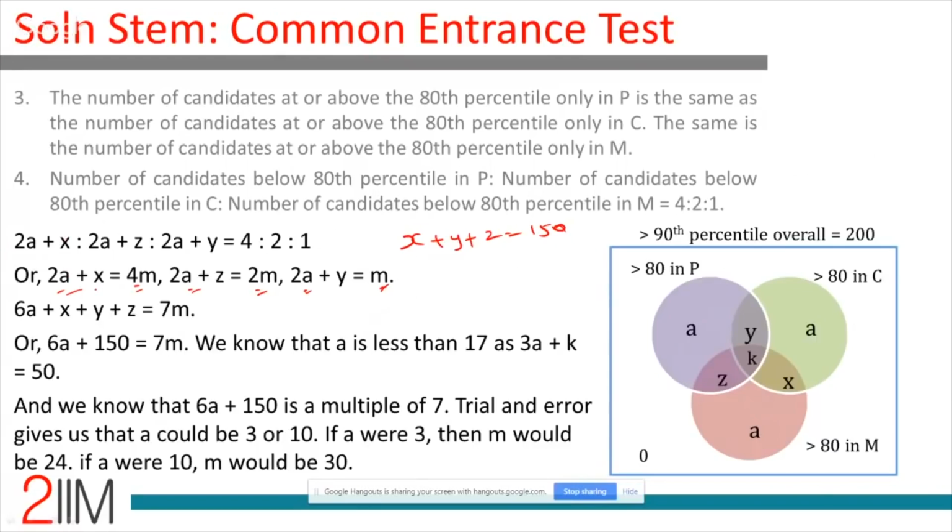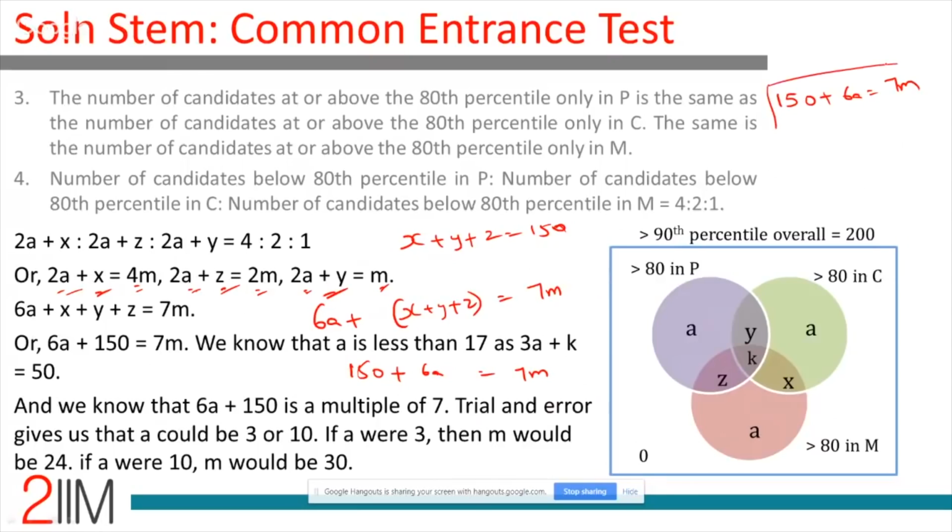If I add these three equations, I'm going to carve out an x plus y plus z. Fabulous. So 2a plus x plus 2a plus z plus 2a plus y gives 6a plus x plus y plus z, 7m. Wonderful. This is a fabulous equation because now I'm dealing only with two variables. X plus y plus z is 150, so 150 plus 6a equals 7m.